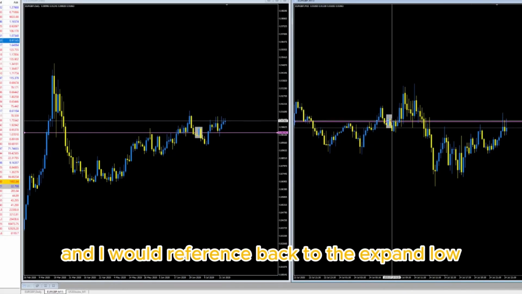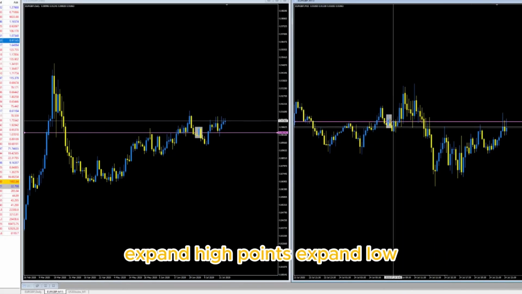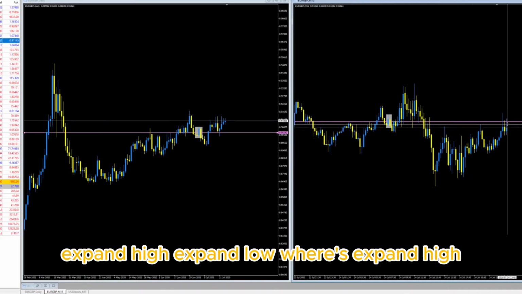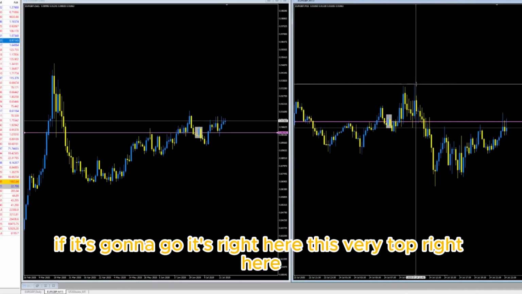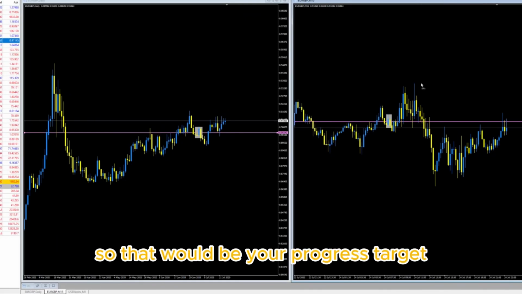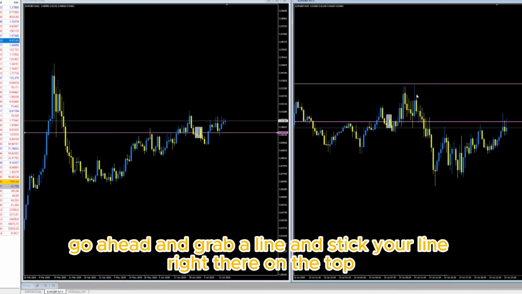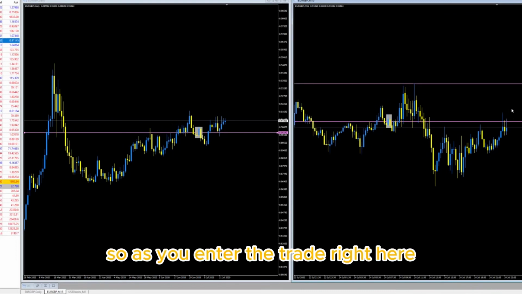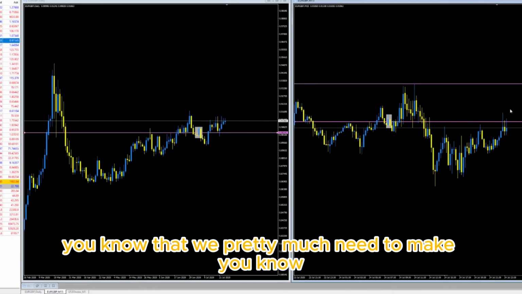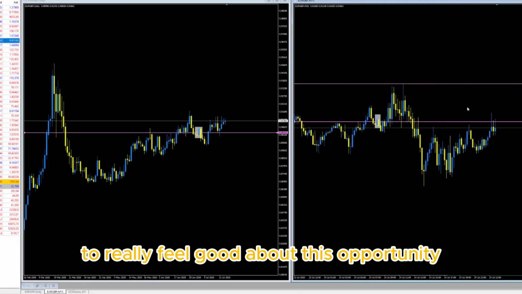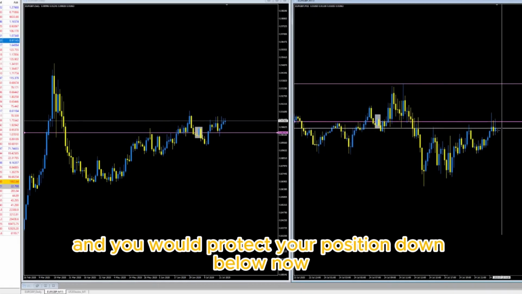When do you know that you're really making significant progress? I would reference back to the expand low, expand high points. Expand low, expand high. Where's expand high? If it's going to go, it's right here, this very top right here. So that would be your progress target. And if you want, go ahead and grab a line and stick your line right there on the top. So as you enter the trade right here, you know that we pretty much need to make relatively immediate progress up to this level to really feel good about this opportunity. And you would protect your position down below.